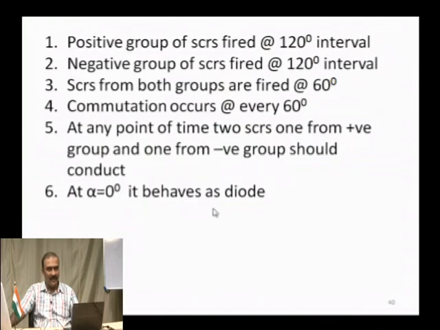At alpha equal to 0, it behaves as a diode. Alpha equal to 0 means alpha at exactly the intersecting point, so it behaves as a diode. Now the positive group of SCRs is fired at 120 degree intervals. No two thyristors of the same leg should be fired, because it gives a dead short circuit. So you have to maintain the proper firing sequence of these incoming and outgoing thyristors. In a single phase circuit you can simply write down the diagram, but this is very important.